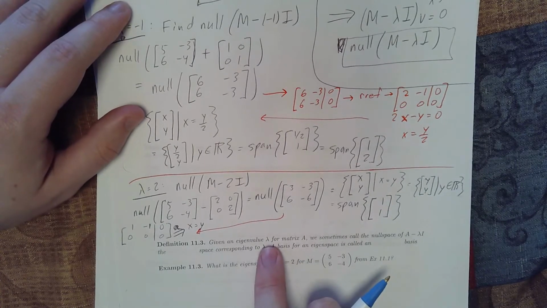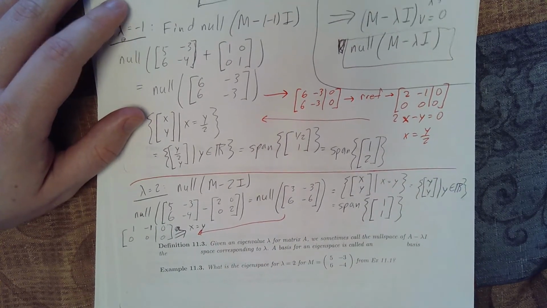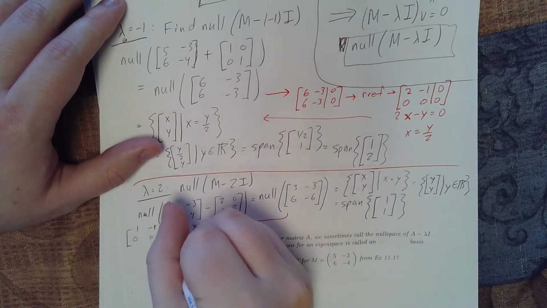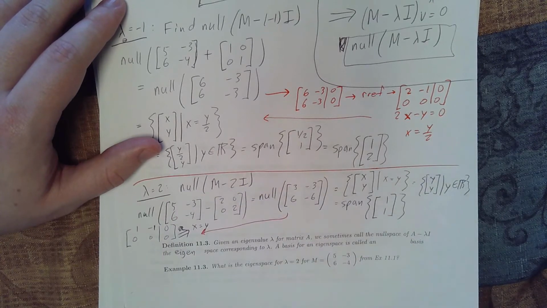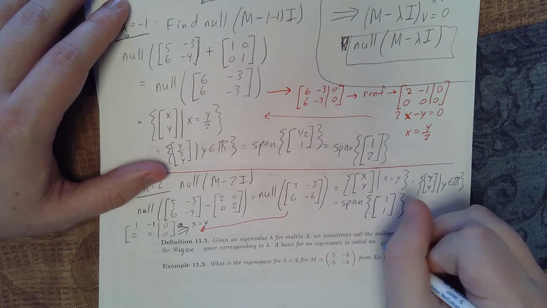So given an eigenvalue lambda for a matrix, we sometimes call the null space of A minus lambda I the eigenspace corresponding to that lambda, and a basis for the eigenspace is called an eigenbasis.